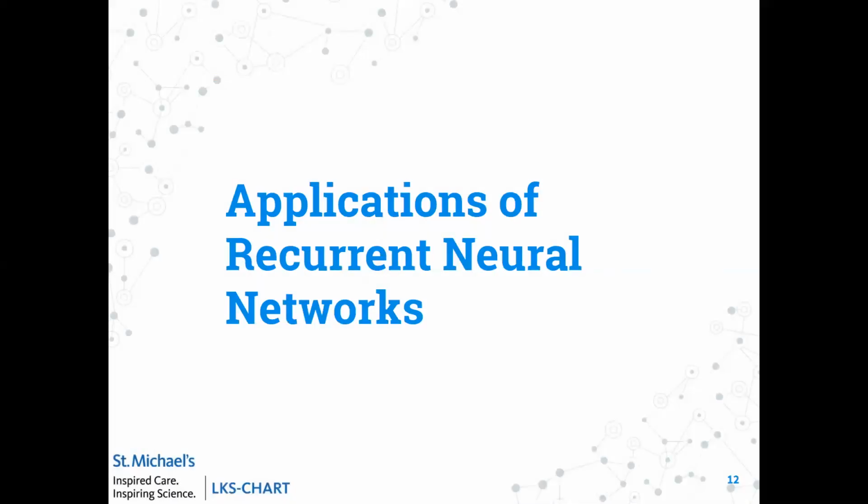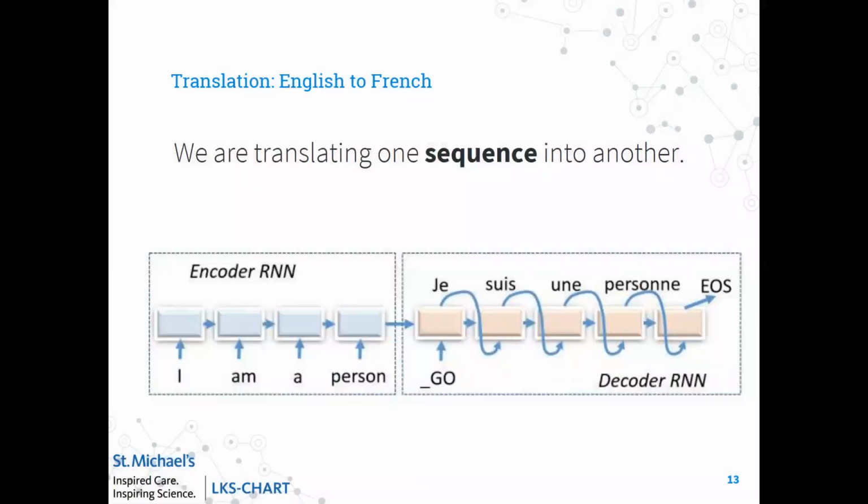All right, so let's look at applications of RNNs. The first application we will look at is translation. In translation, what we are doing is we are going from one language to another. Or rather, we are going from one sequence of words into another sequence of words.